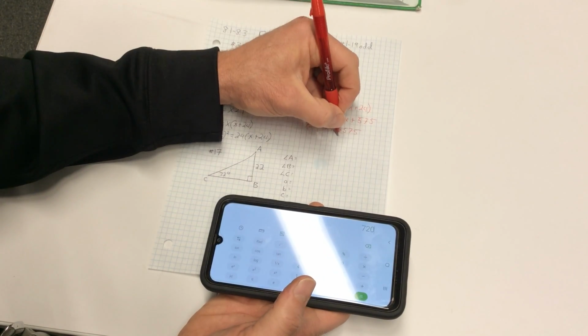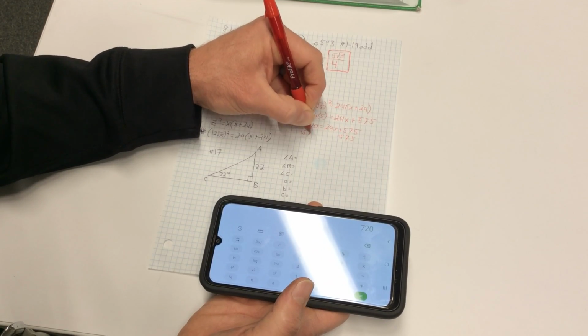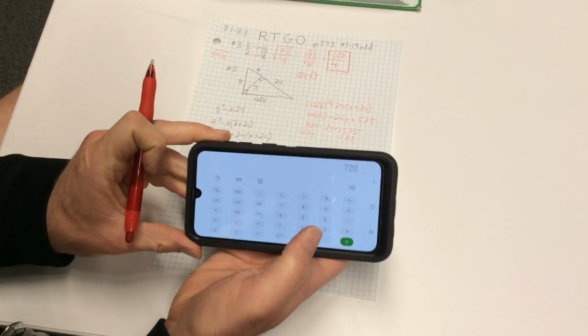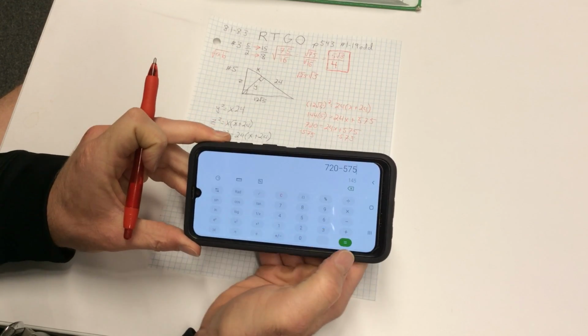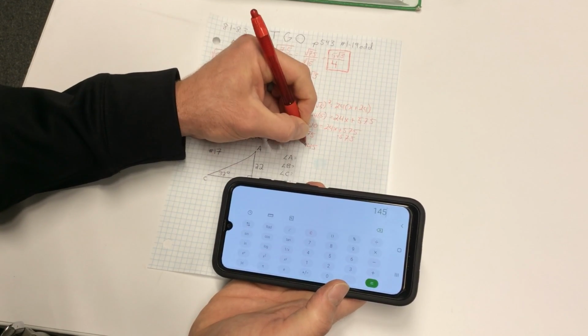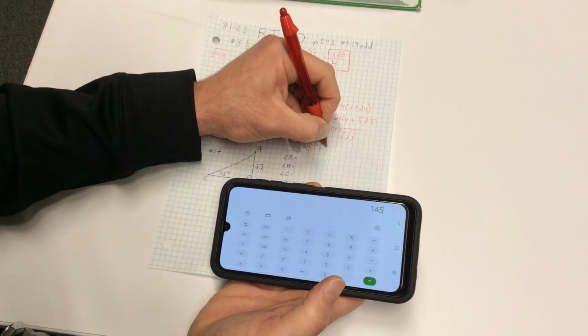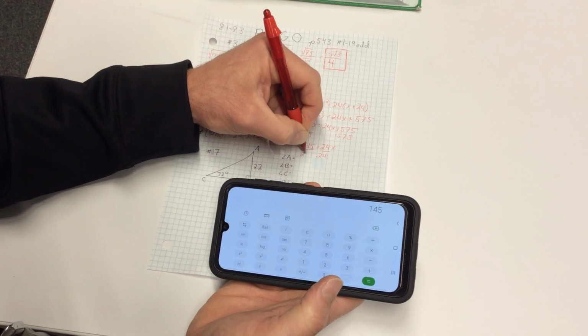Just going to subtract 575 because we're going to try to get x by itself. So minus 575. So 720 minus 575, all right, so 145 equals 24x. We're going to divide by 24, both sides.